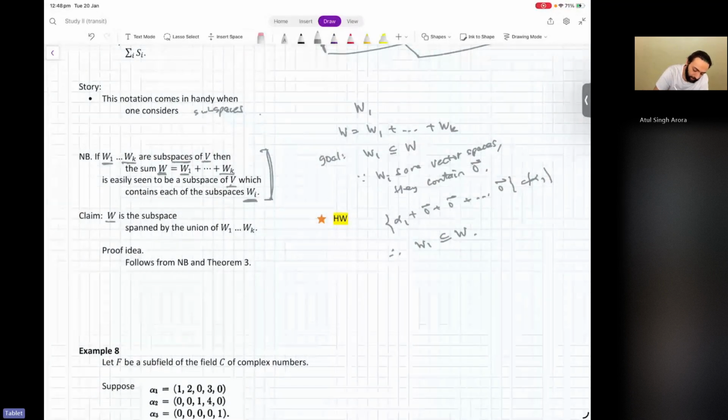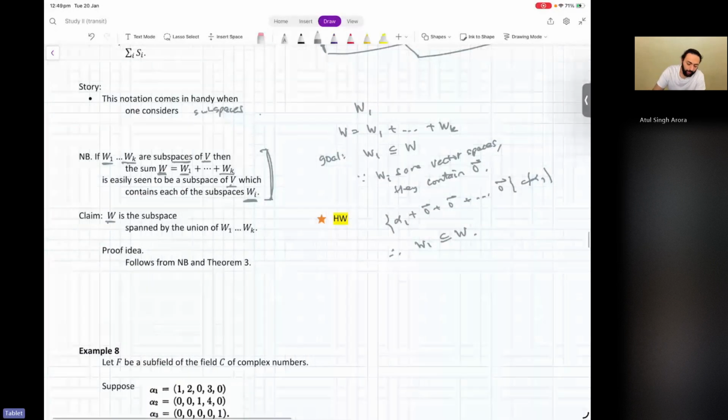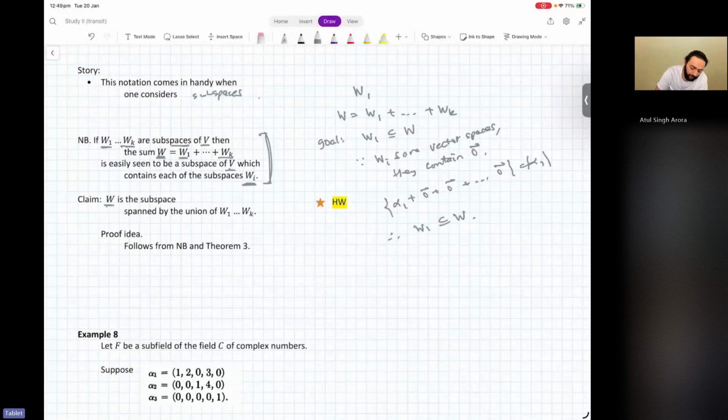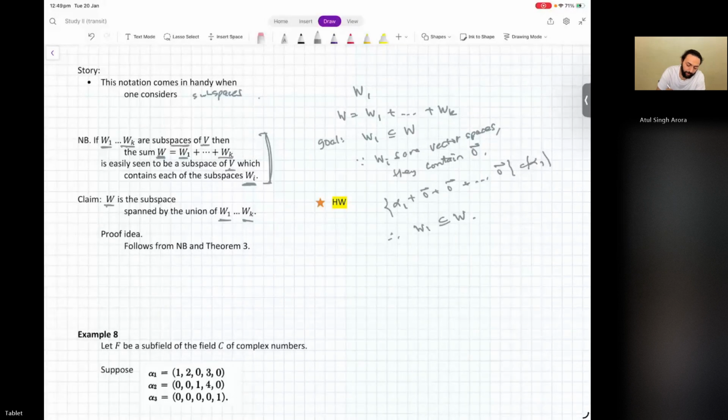And then there's this small little claim here that says if W is the... thank you, it was Emmanuel, right? Emmanuel. Yeah, thank you. So let's continue then. So the claim is that W is the subspace spanned by the union of W1 to Wk.